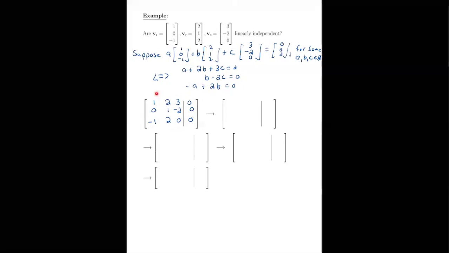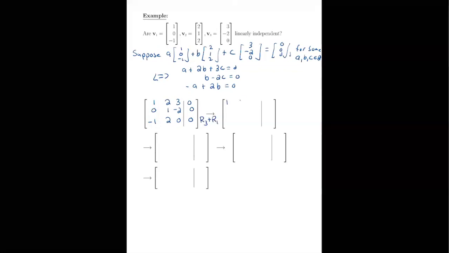And here, this will be the column for A, this is for B, and the last one will be for C. So now let's solve this system of linear equations. We're going to do a bit of row reduction. I already have a leading one here, so I'm going to use it to create zeros below. To do that, I'm going to take row 3 plus row 1.